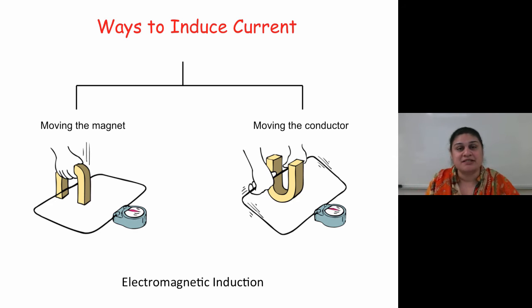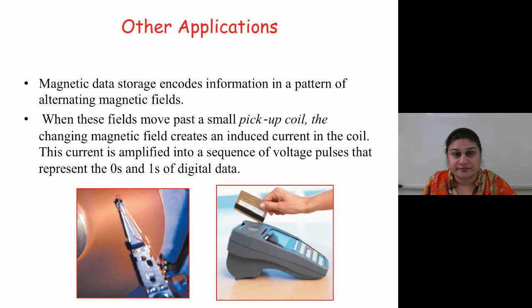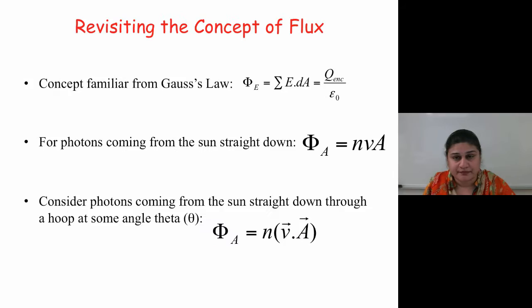The magnet is held in place and the loop is moved, which again produces a changing magnetic field, or you leave the coil where it is and you move the magnet. Either way, you can produce current. Applications of Faraday's law are far and wide. It is used in ground fault interrupters, in electric guitars, and in apnea monitors. For more details, please look it up in the book. Other applications include data storage in patterns of alternating magnetic field, and these are also used in your credit cards.